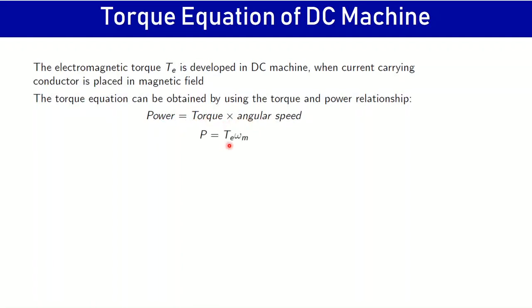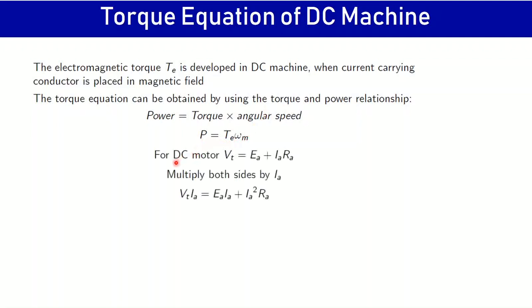So this Te here is the electromagnetic torque. Omega m is the angular speed in radian per second, and P is the power. So for a DC motor, just now we got this expression that terminal voltage is equal to the back EMF plus Ia into Ra, where Ia is the armature current and Ra is the resistance of the armature.